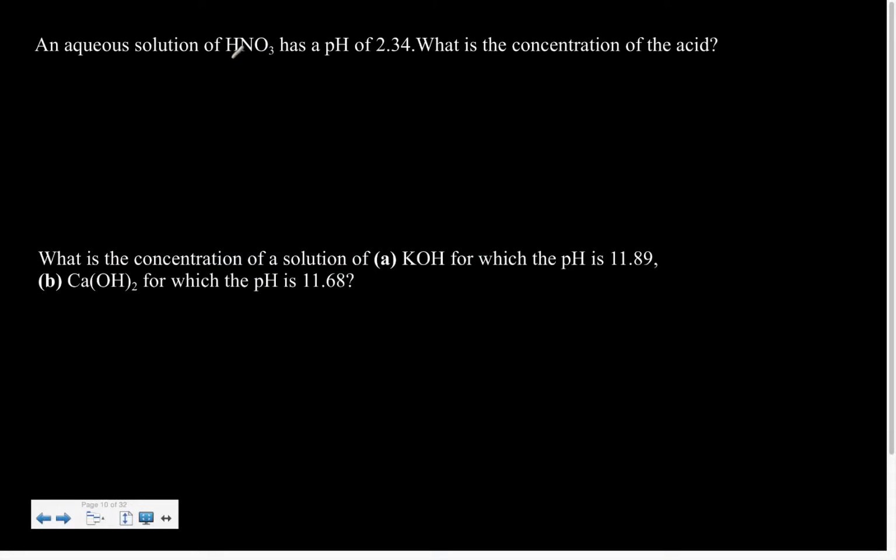Practice. An aqueous solution of nitric acid. What should we be thinking about? Ding, ding, ding. Strong acid has a pH of this. What is the concentration of the acid? So again, strong acid means dissociates completely. So if I know that I have a pH of this, or in other words, 10 to the negative 2.34 is going to give me my hydronium ion concentration, I know that all this hydronium came from here in a 1-to-1 ratio. Makes sense? All right.